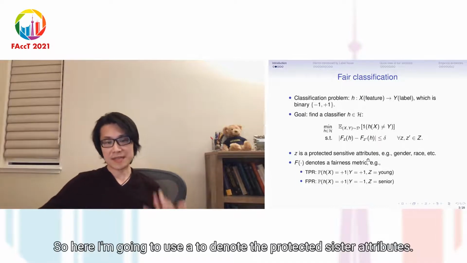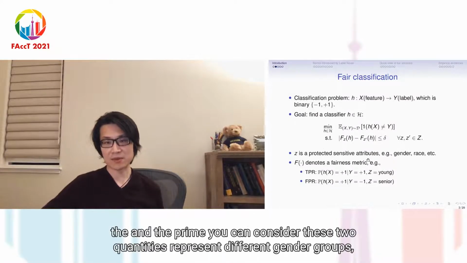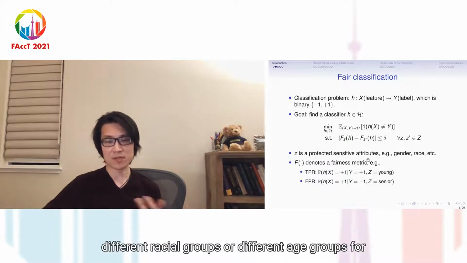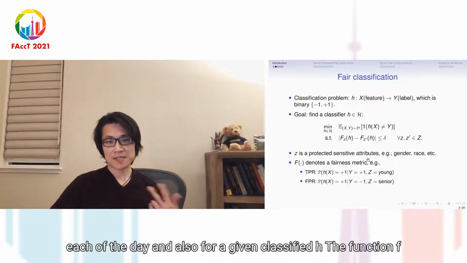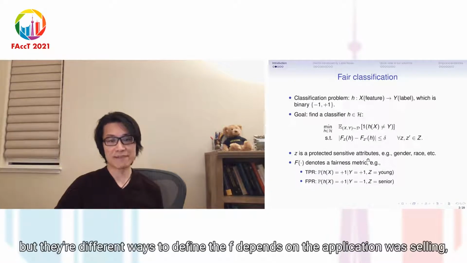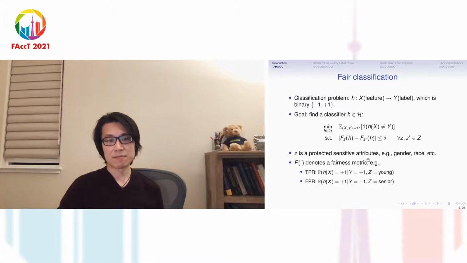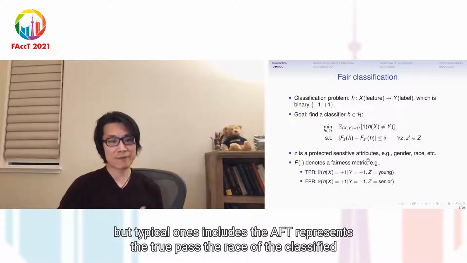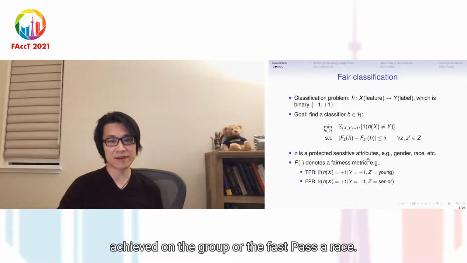Here I'm going to use Z to denote the protected sensitive attributes. So the lowercase z and z prime, you can consider these two quantities to represent different gender groups, different racial groups, or different age groups. For each Z and for a given classifier H, the function f denotes a fairness metric. There are different ways to define f, depending on the application setting, but typical ones include f representing the true positive rates of the classifier achieved on the group, or the false positive rates.